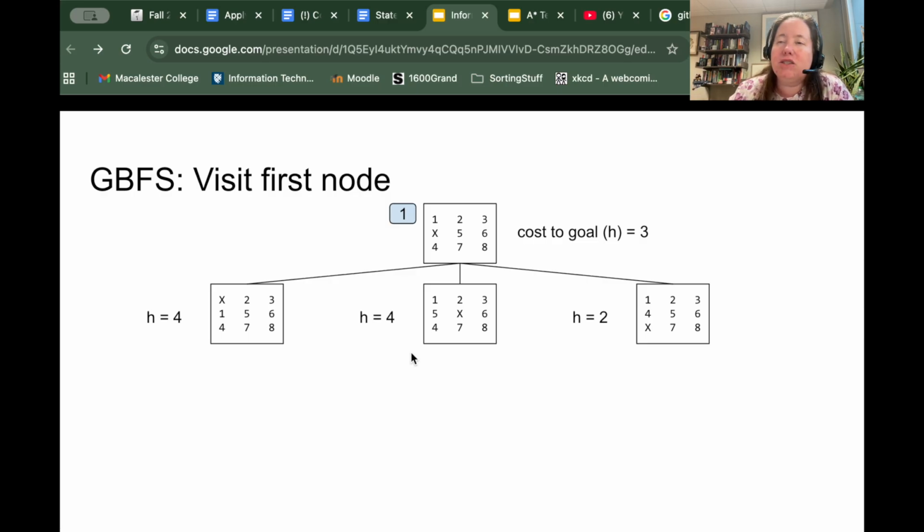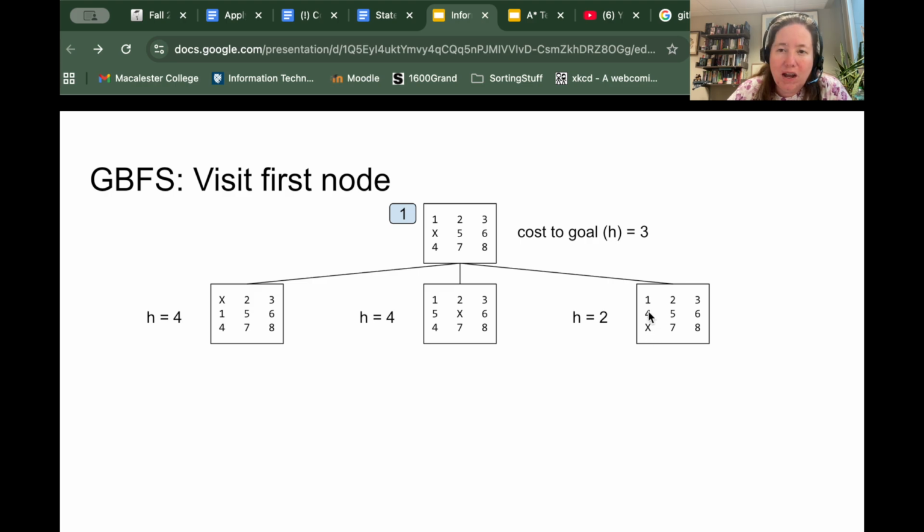We generate its 3 neighbors. So moving the 1 down, moving the 5 over, moving the 4 up. And what we do with that is we then calculate the heuristic cost. So here, 2 and 3 are in place, 1 is out, 5 and 6 are correct, 4, 7, and 8 are not. So we have a total cost of 4. That's our heuristic value. Similarly, when we move the 5 over, now 5 is out of place and 4, 7, and 8 are still out of place, so we have a total cost of 4 again.